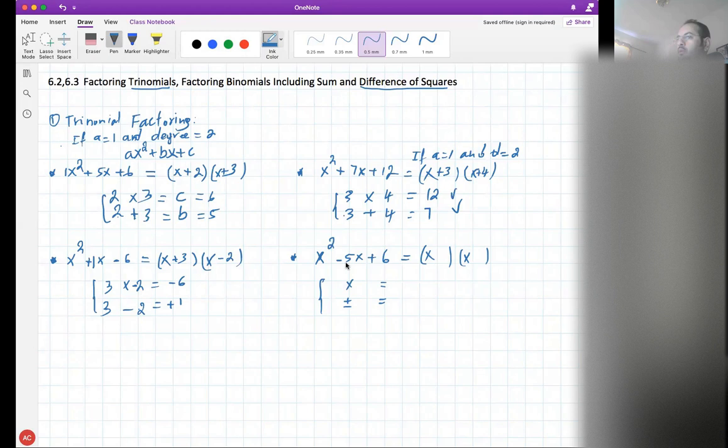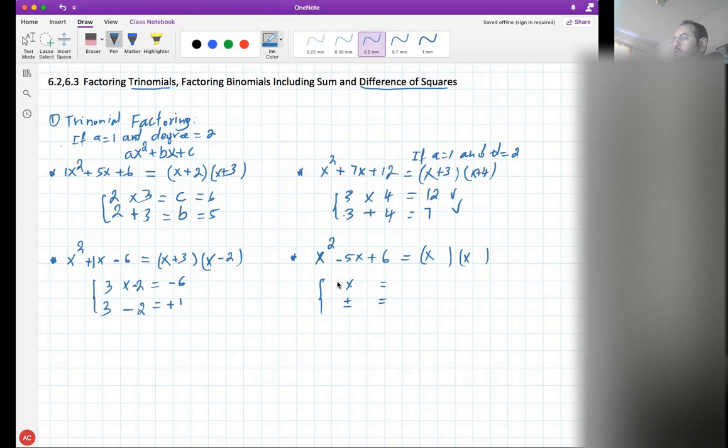3 and 2. No, I'm not looking for the two numbers yet, just their multiplication. They must multiply to what according to this, and they must add up to what? If we multiply the two numbers, what should we get from here? Multiply to 6 and add up to -5.